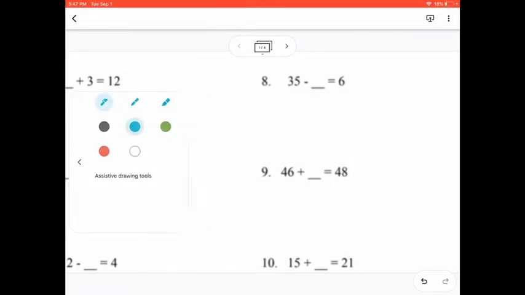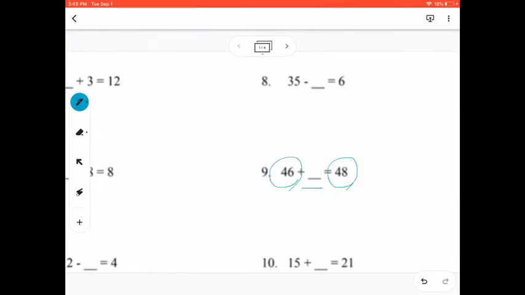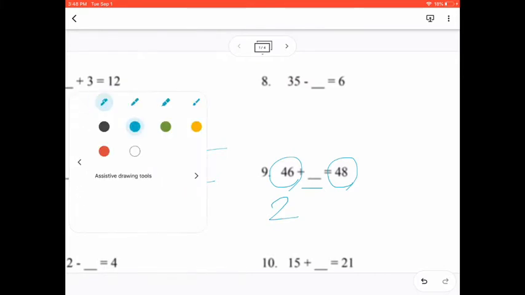In order to find the blank, you have to subtract 48 minus 46. So you start with the ones place. 8 minus 6 is 2. Then the tens place, 4 minus 4 is 0. So you can say your answer is 2, but if you're not sure if your answer is correct, you can check your work.